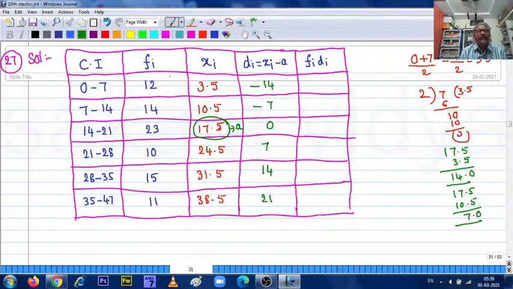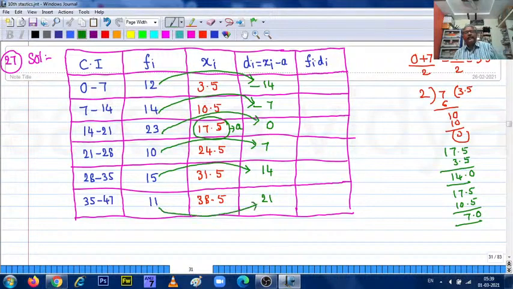What we need to do now is multiply like this: fi into di. 12 into minus 14, 14 into minus 7, 23 into 0, next 10 into 7, 15 into 14 and 11 into 21. That is called fi di, we need to find out.